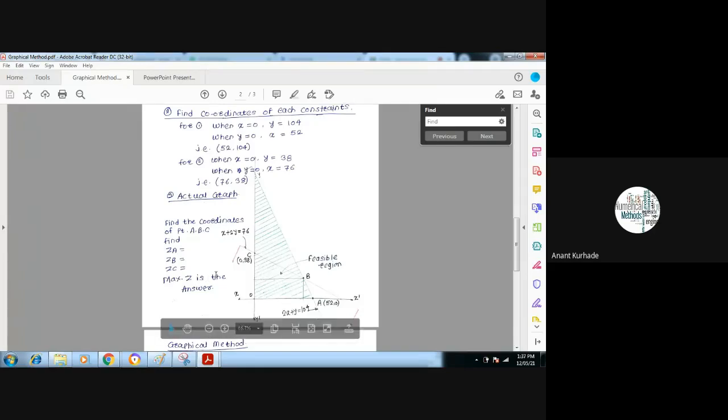And again, always try to write this here. On the two inclined lines I have written the two equations: 2x plus y equals 104, and x plus 2y equals 76. So try to write the constraint equations on that graph itself, so that one can easily understand which line belongs to which constraint, and you can find the maximum value.